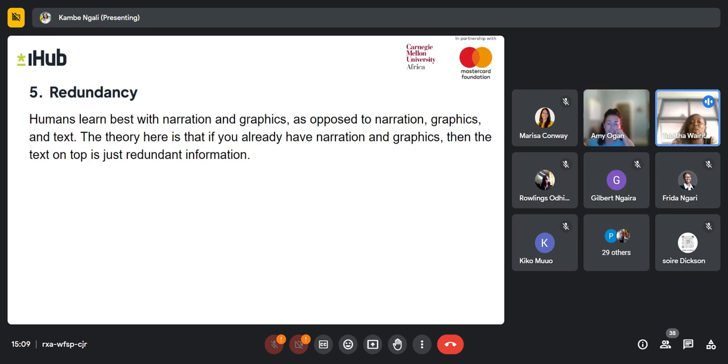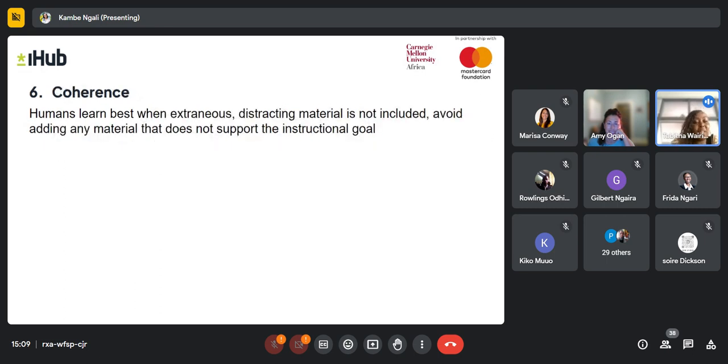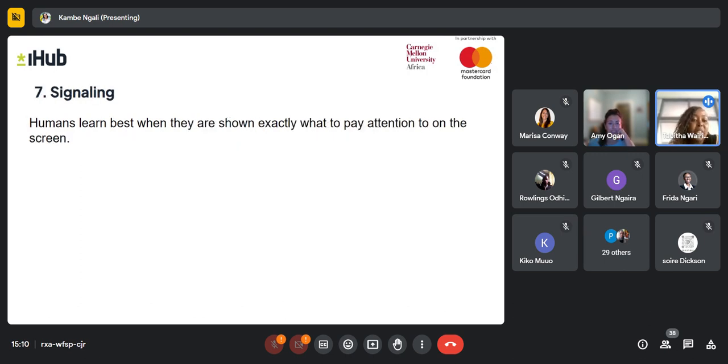I'm going to go to number 6 now. That's coherence. Humans learn best when extraneous, distracting material is not included. Adding material that does not support the instructional goal. Again, we've covered that. Number 7. I want to spend more time on this one. Humans learn best when they are shown exactly what to pay attention to on the screen.